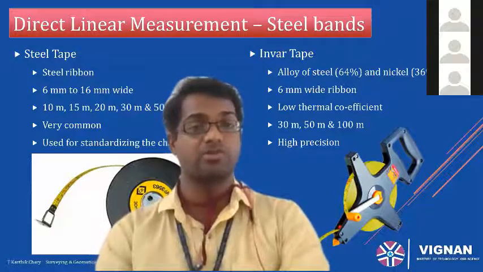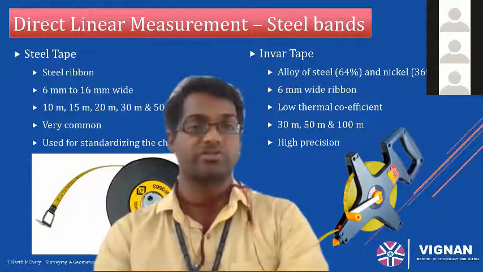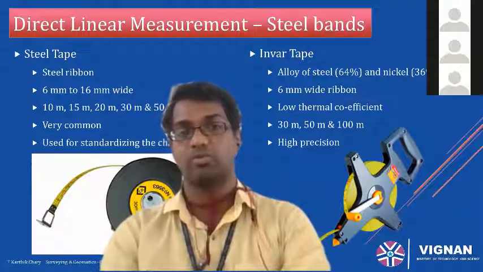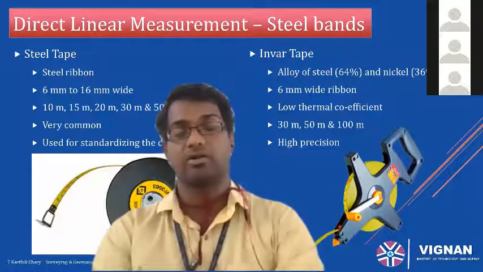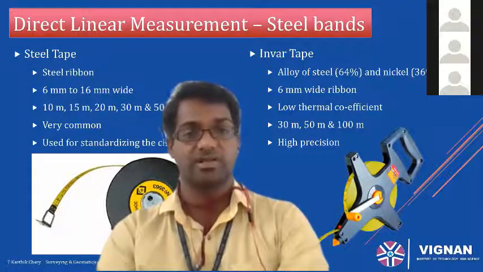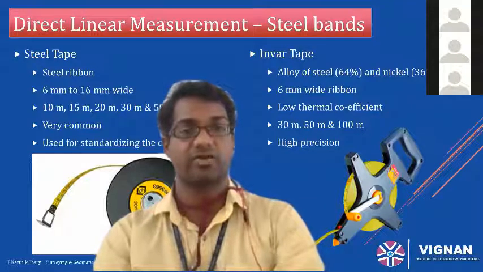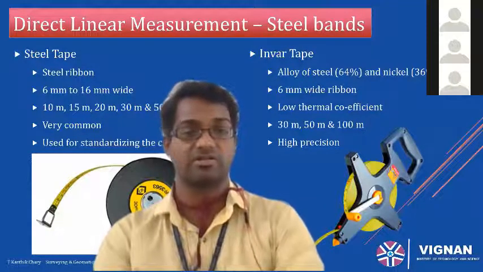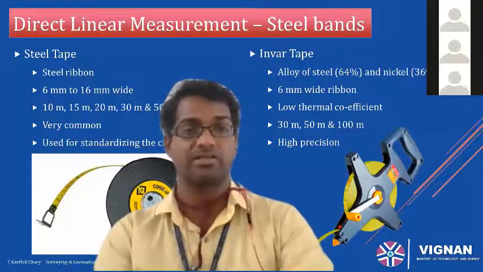And moreover, it also has a low thermal coefficient. So regarding the thermal coefficient, you need not worry much when you are considering the corrections for the length you have measured. The lengths of the invar tape are available in the market at 30 meters, 50 meters, and 100 meters. So it is recommended to buy these.